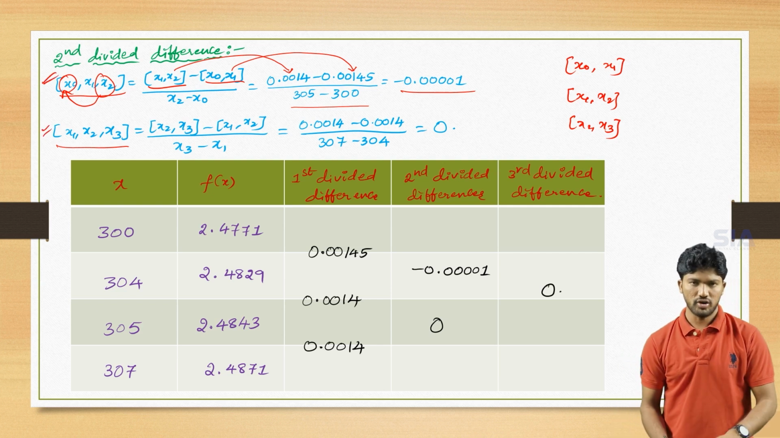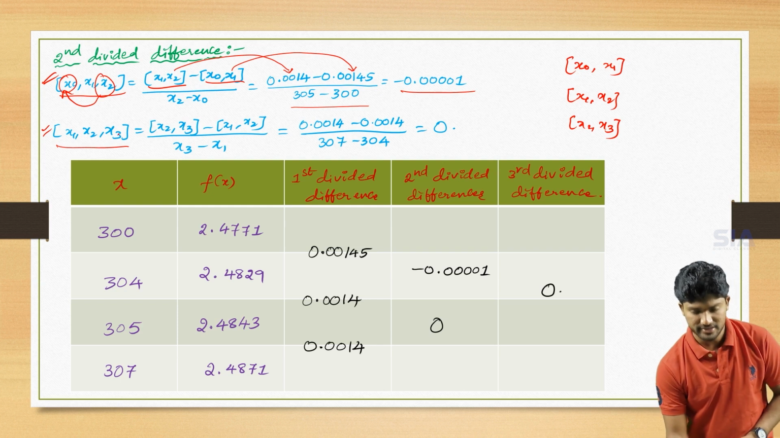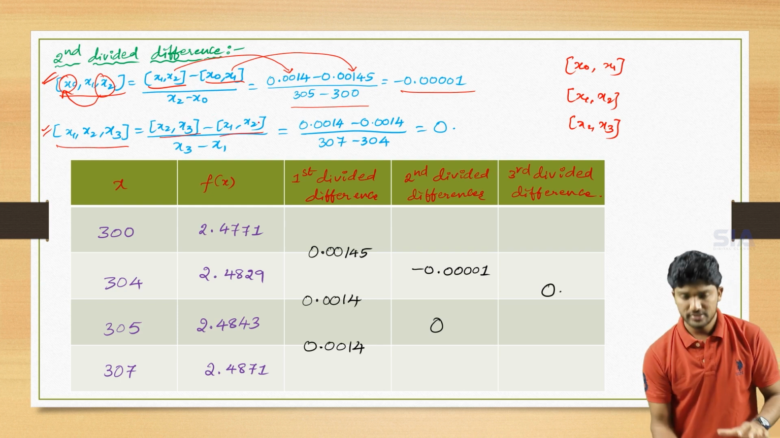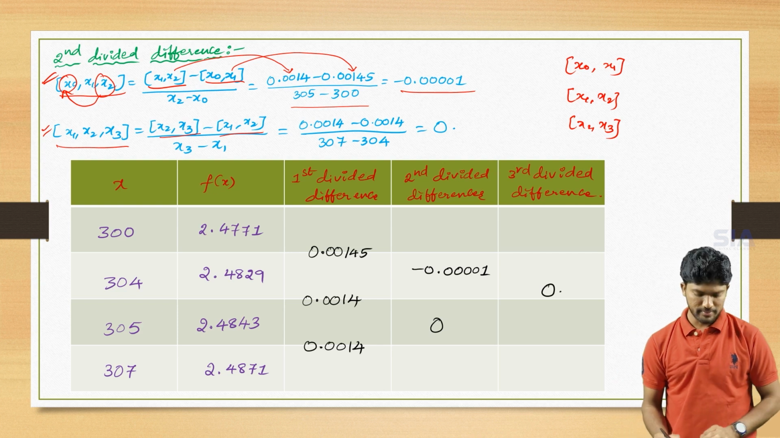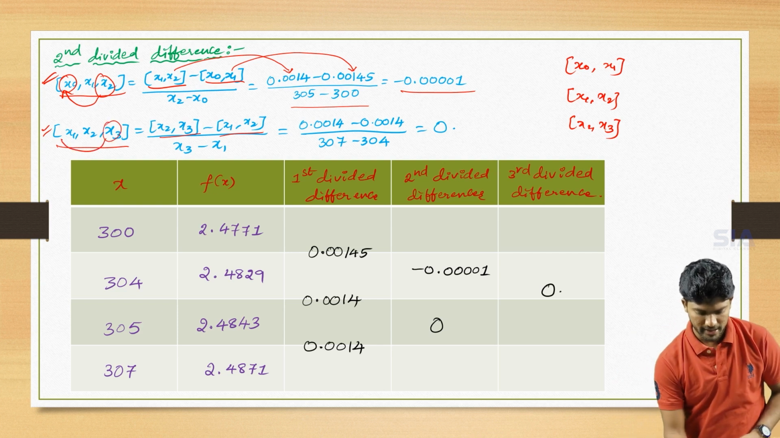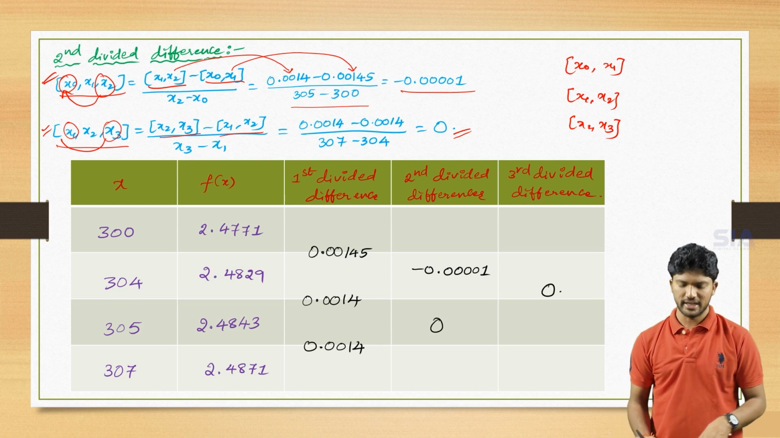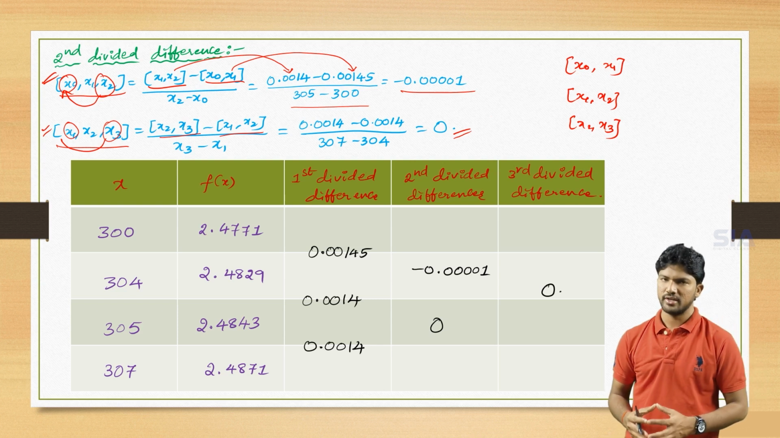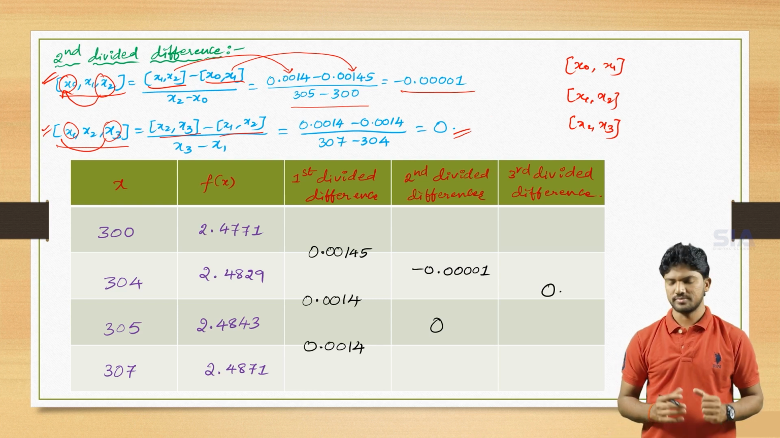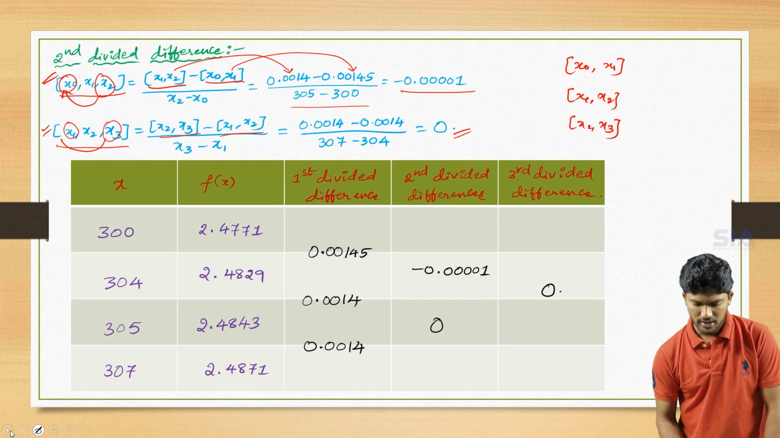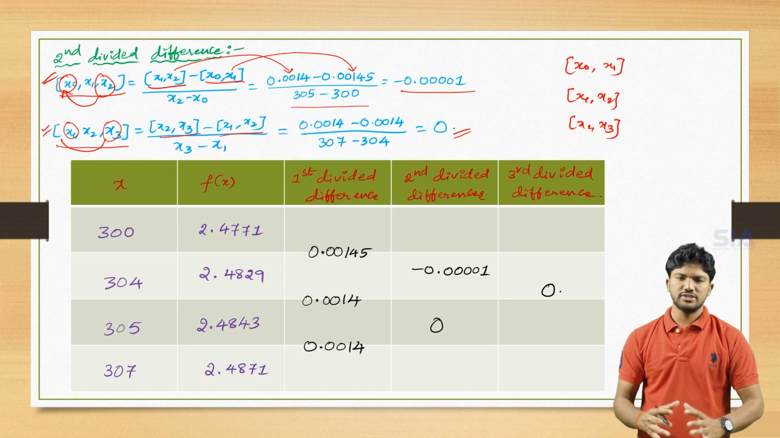So if you apply the formula, x1 x2 x3 is equal to x2 comma x3 minus x1 comma x2 by x3 minus x1. Substitute the values and simplify, and they cancel away because the numerator values are the same. So you will get the value equal to 0, and you can observe that here. So we can make the table by using these values.